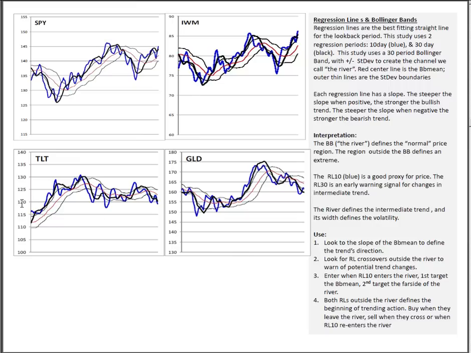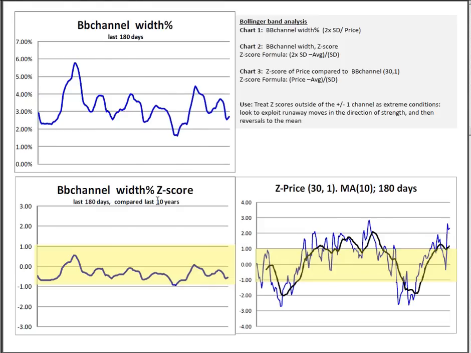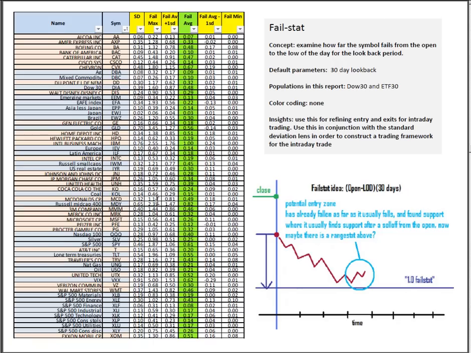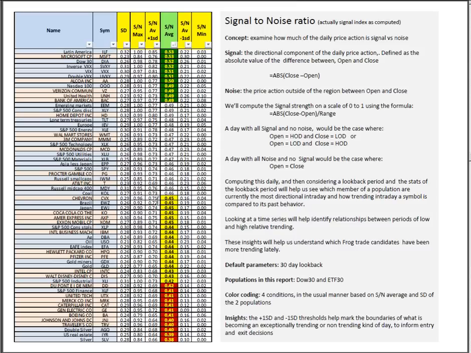The river analysis of four representative categories: small caps are doing better than the large caps. Gold is at the bottom of its channel, and although a regression line crossover has occurred, things look bleak for treasuries here if they can get them at a better price. And just the reference charts as normal.